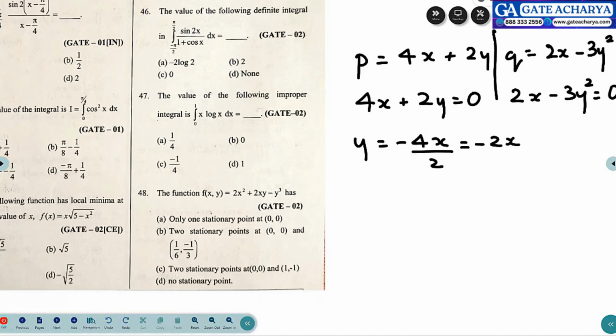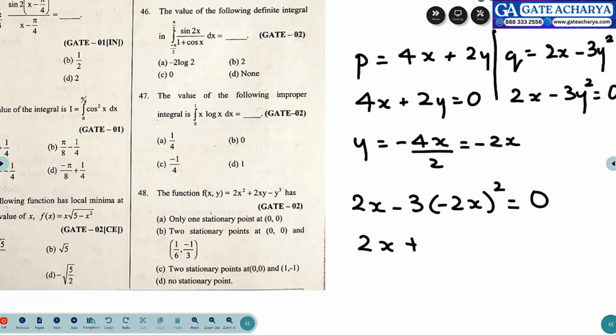What I did is I took 4x on the other side and then divided by 2. Okay, so I get y is equal to what? Minus 2x. I will take y is equal to minus 2x and substitute in this function. So 2x I keep it like that. Wherever there is y, I will replace that by what? Minus 2x. So minus 3 into. So what is the function that I get?